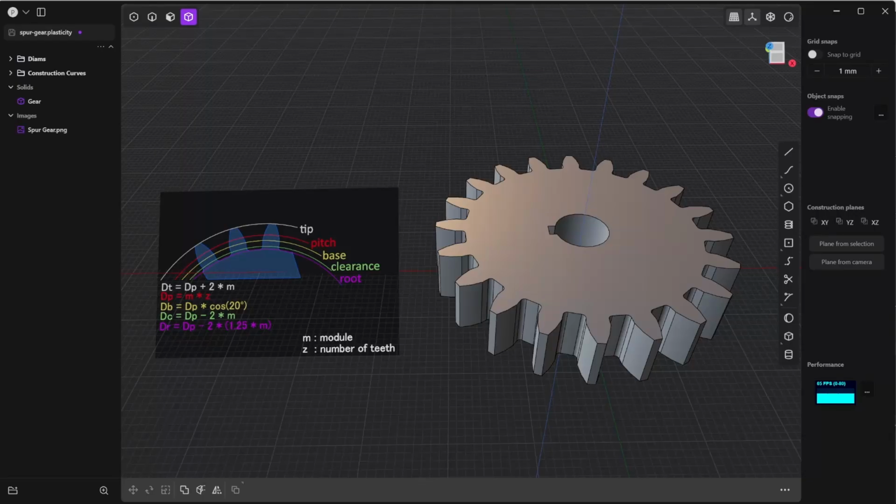Greetings, fellow modelers. In this video, I'll walk you through the step-by-step process of creating a spur gear using Plasticity 3D. I'll also delve into the basics of the minimum required geometry needed to calculate for an accurate model.